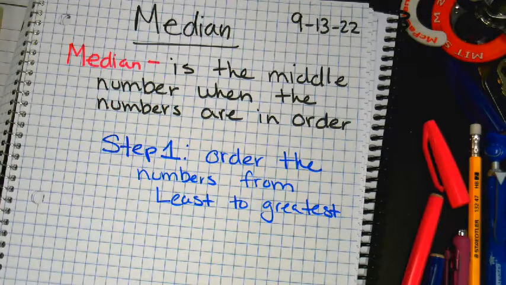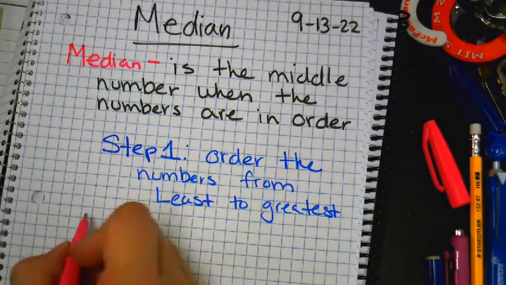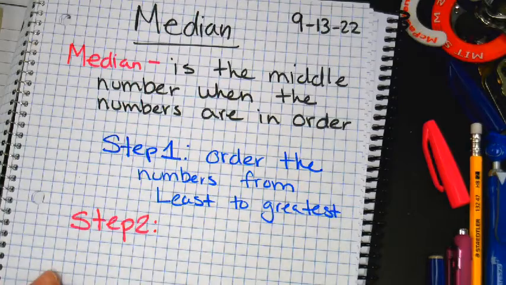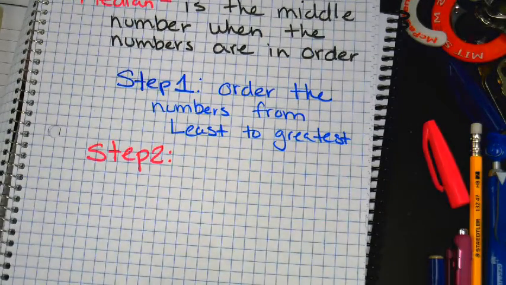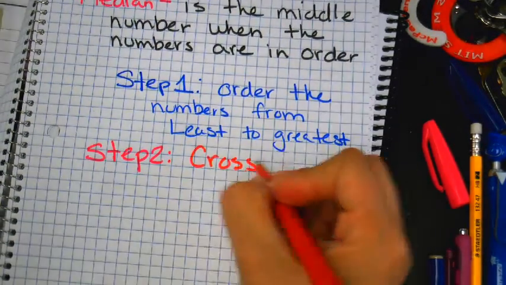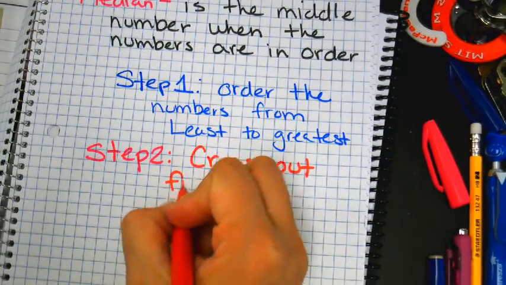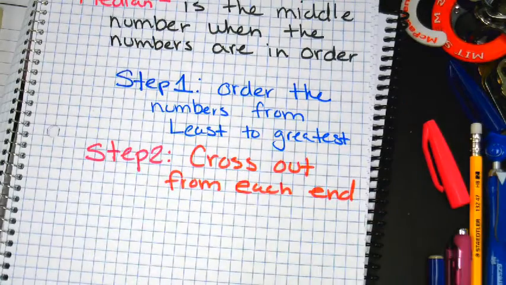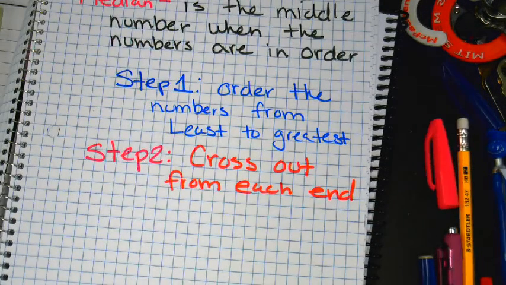All right. Step 2. Step number 2. Cross out from each end. Now this might not make sense to you right now, but it will once we start doing the process. Cross out from each end. Okay. Really easy stuff. If you thought yesterday was easy, today's easier.